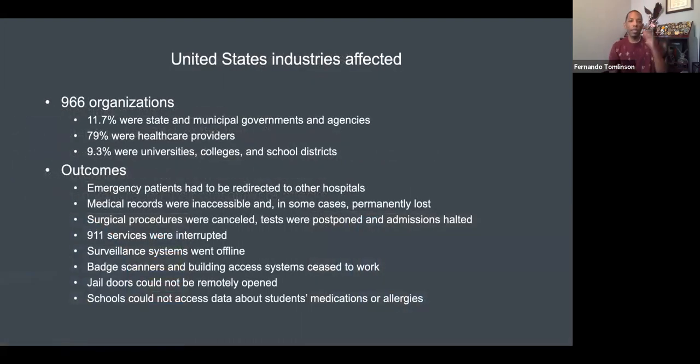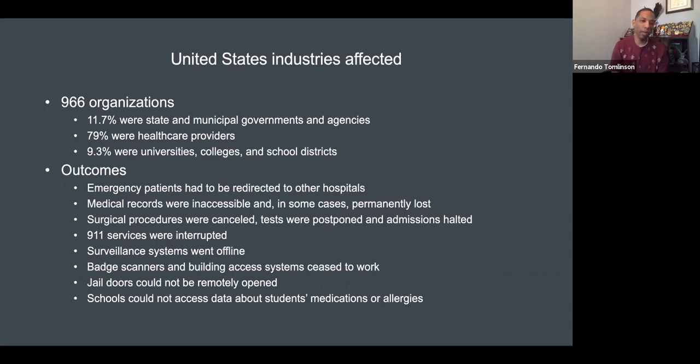All right. So when we look at United States industries, and we're just talking a little bit from 2020, we're talking 966 organizations. 11.7% of those were state and municipal governments and agencies. 79% were healthcare providers. Healthcare. Why healthcare? Let me think about healthcare at large. People are probably going to die. Okay, yeah, that's all I can really think about from that perspective.